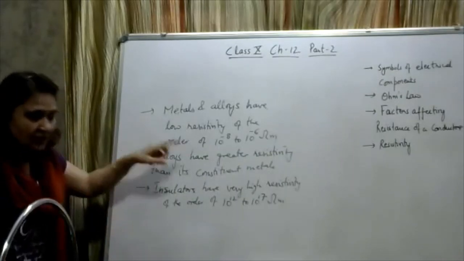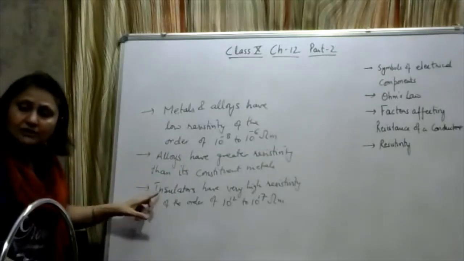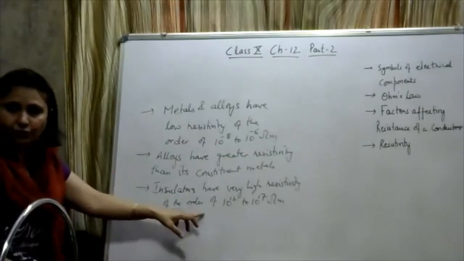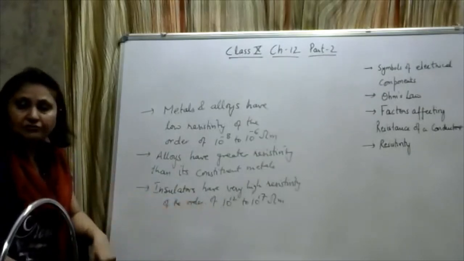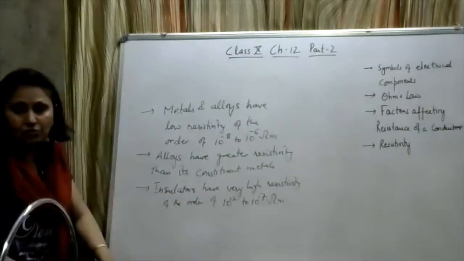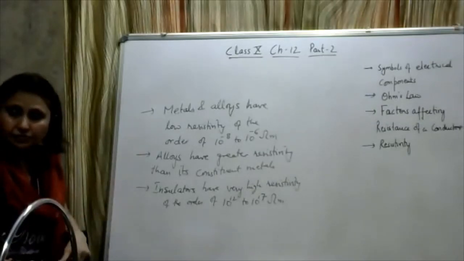Alloys have a greater resistivity than their constituent metals, whereas insulators have very, very high resistivity. That is why they do not allow the electric current to flow through them. Their resistivity is of the order of 10 raised to the power 12 to 10 raised to the power 17 ohm into meter. Okay, so we have completed part 2.